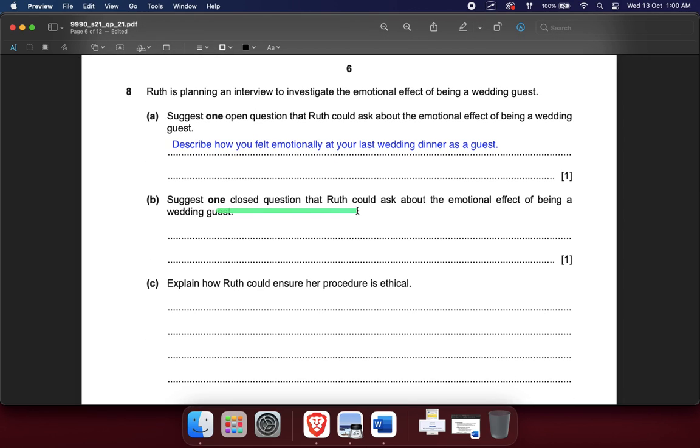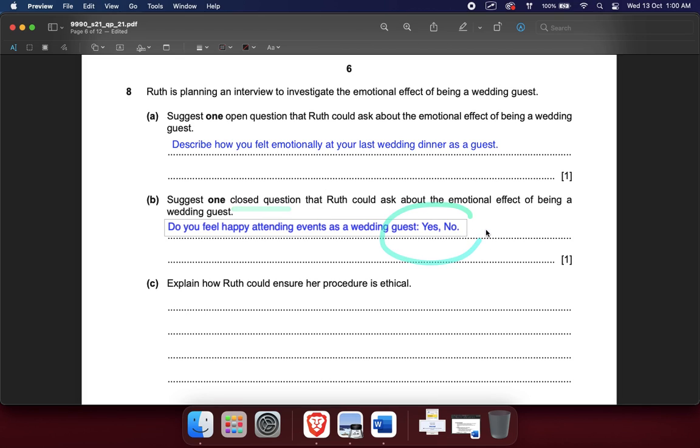Now suggest one closed question. Now remember, a closed question involves limiting responses, but you must give the responses. People always make the careless mistake of not giving the responses. For example, you might say, do you feel happy attending events as a wedding guest? And then answers can be yes, no. So if it's a closed question, always provide the answer.